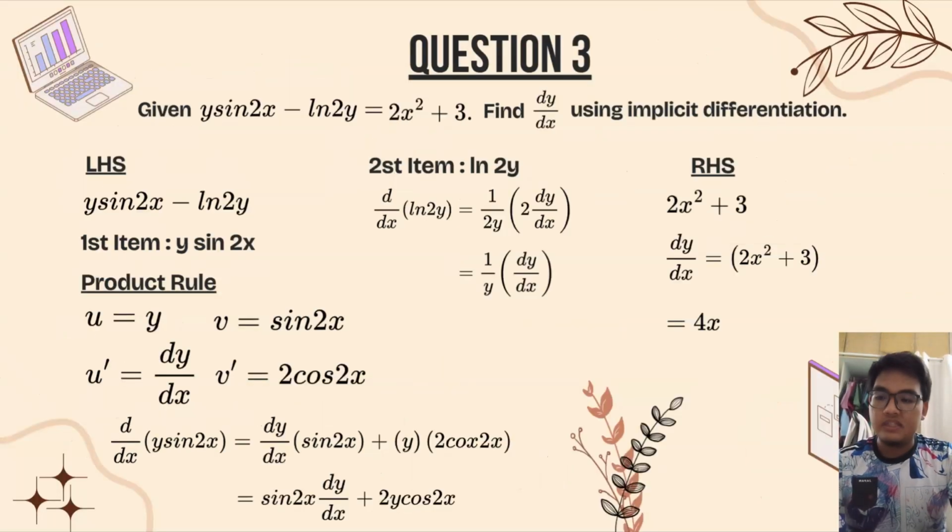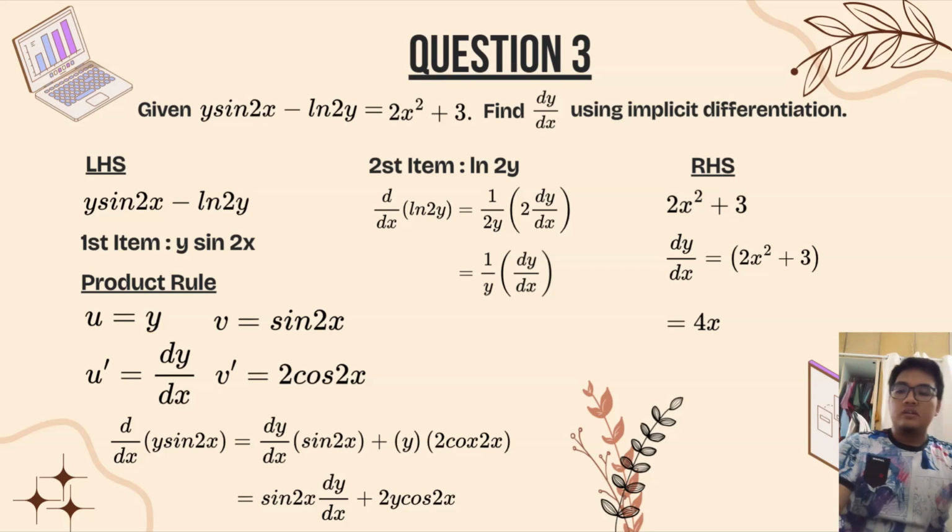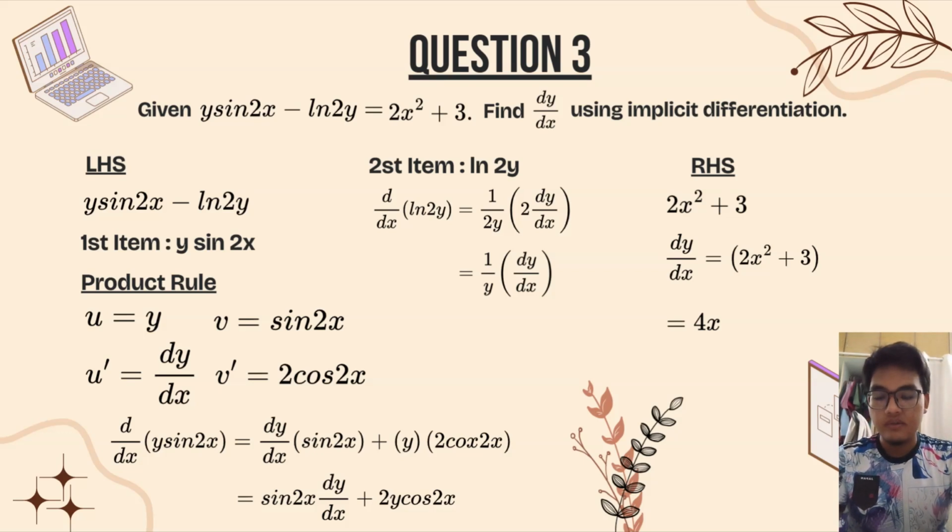Assalamualaikum, my name is Muhammad Azim, and today I'm going to solve questions 3 and 4 for Assessment 2, MAT183. So moving to question 3, we are given y sin 2x minus ln y equals 2x squared plus 3. Find dy/dx using implicit differentiation.